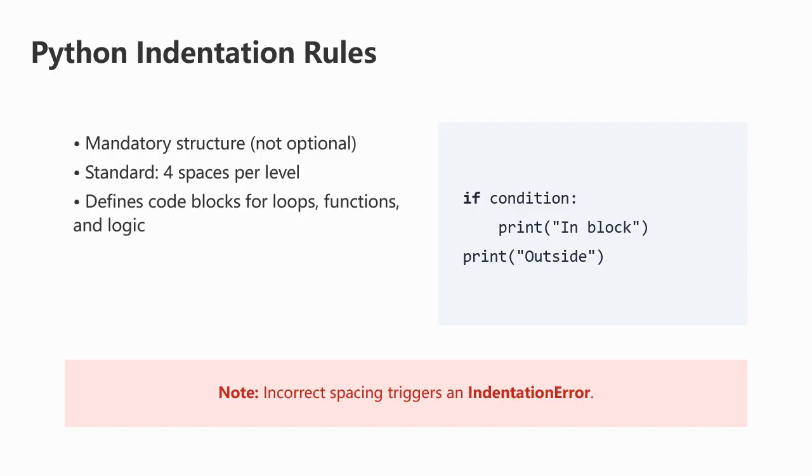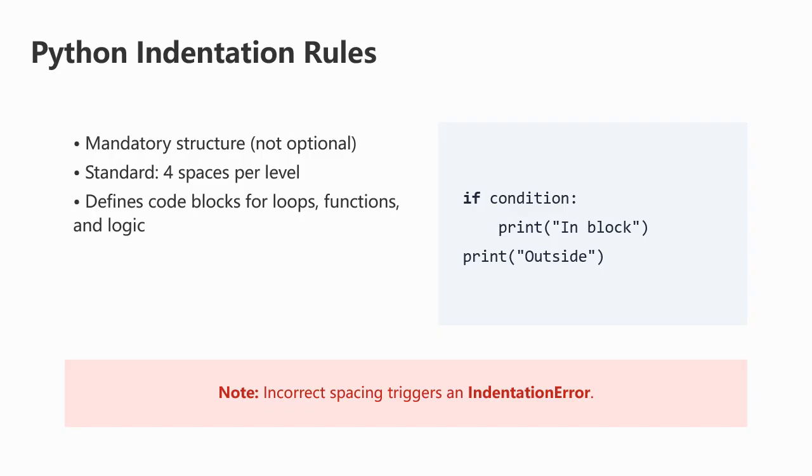That gap before the print function isn't just a suggestion. It defines that the print command belongs inside that if condition block. By grouping lines together with the same amount of space, you're telling Python, hey, all of these lines belong together in one logical unit, whether that's a function or a loop. You need to be precise though. If you have inconsistent spacing, Python will get confused and trigger an indentation error. It's one of the most common hurdles for beginners, but once you get the hang of it, your code will look incredibly clean and organized.